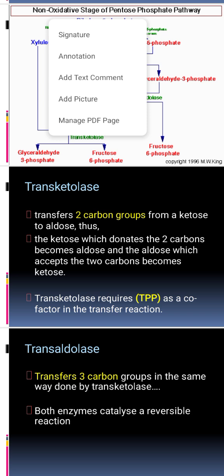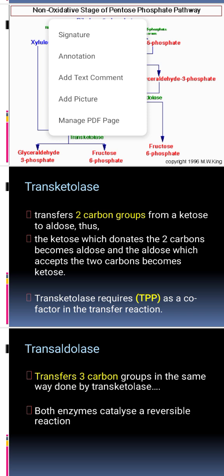Transketolase enzyme will transfer two carbon groups from ketose to aldose. Thus, the ketose which donates the two carbon atoms will become aldose, and the aldose which accepts the two carbons will become a ketose. Okay?